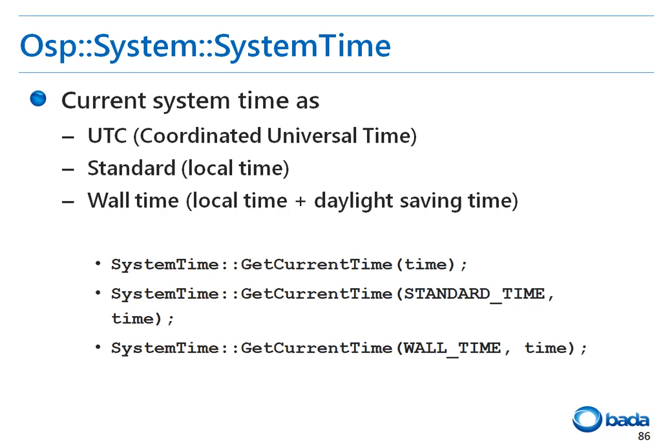The system time class can be used to get the current system time. It returns the current time in UTC, standard, or wall time.